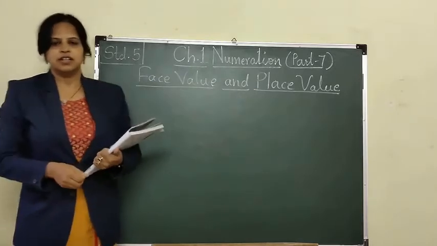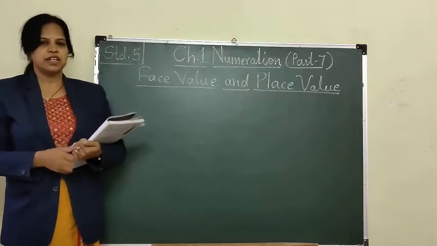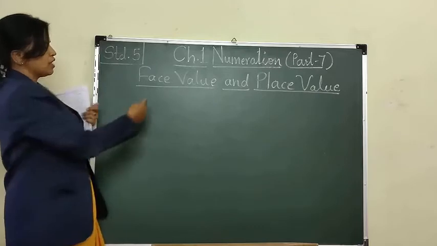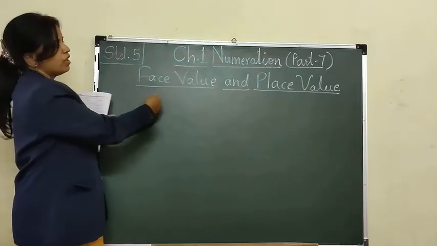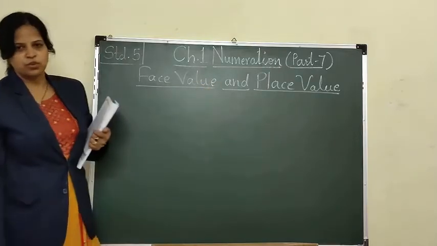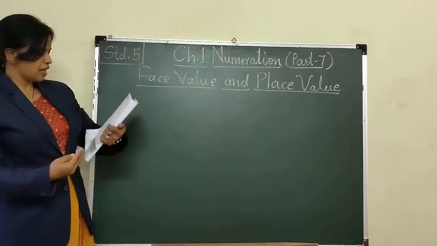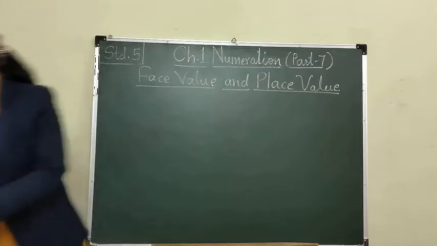See, every digit which is present in the number has two types of values. One is called face value and the other one is called place value. See, what is this? We will take one example and I will explain it.